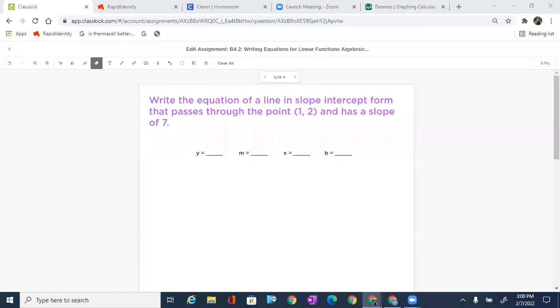All right, let's go ahead and write the equation of a line in slope-intercept form that passes through the point (1, 2) and has a slope of 7. So let's go ahead and write down some things.